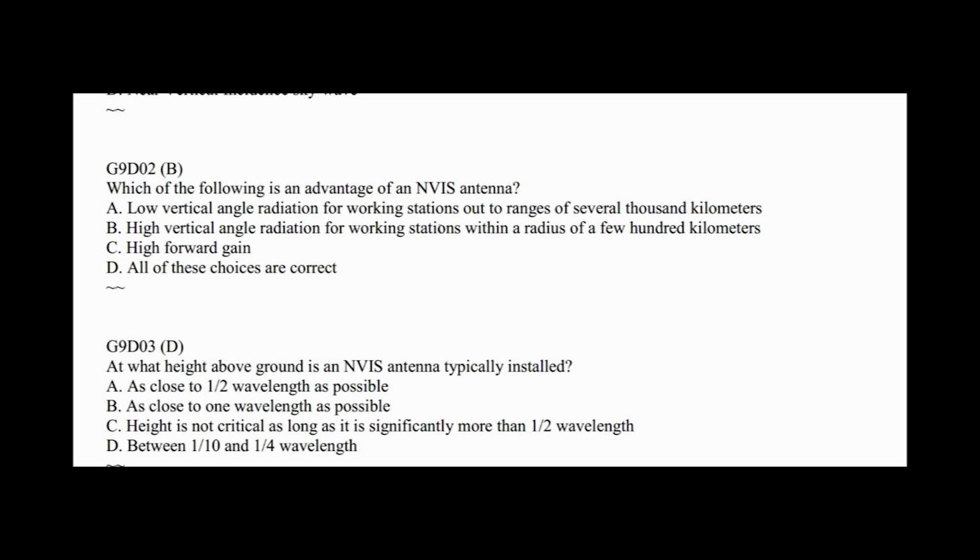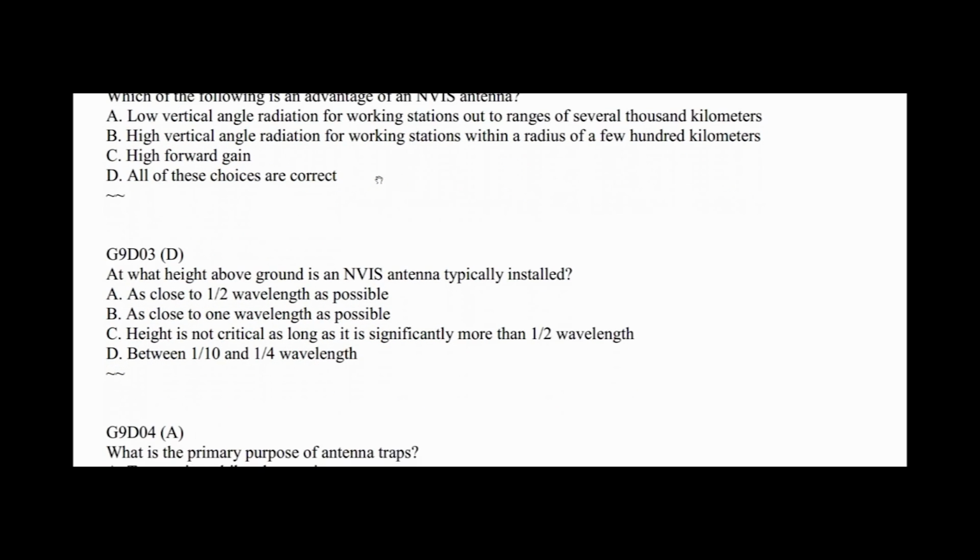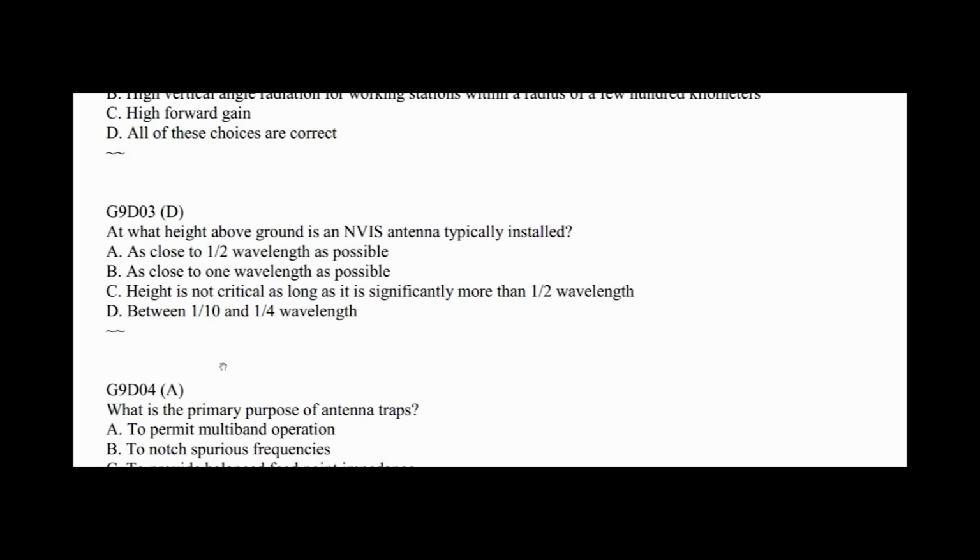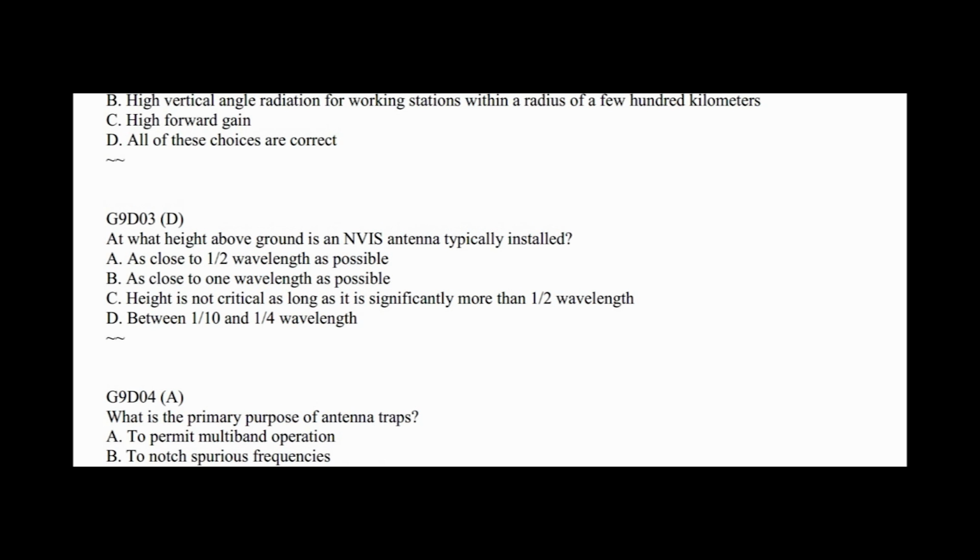G9D03. At what height above ground is an NVIS antenna typically installed? The right answer here is a tenth of a wavelength to a quarter wavelength, typically really close to the ground.